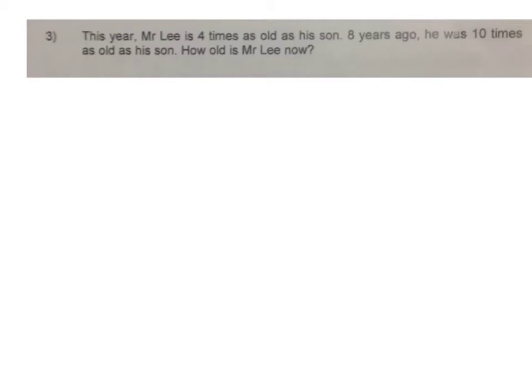This year, take note, this year, Mr. Lee is 4 times as old as his son. Well, this shows that Mr. Lee is actually 4U, while the son is actually 1U. So in terms of ratio, Mr. Lee is to the son is 4:1.